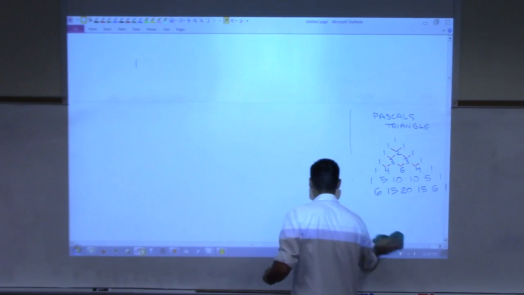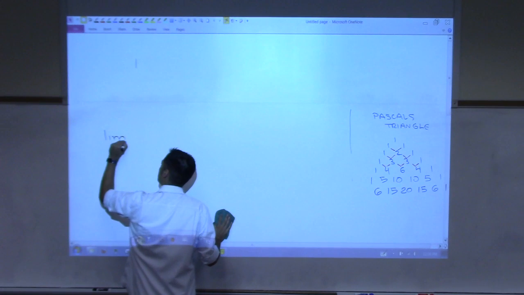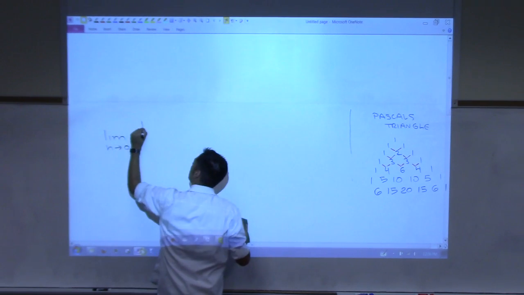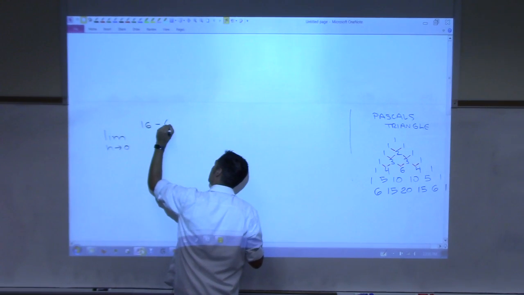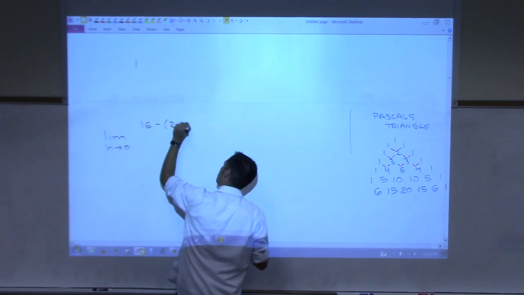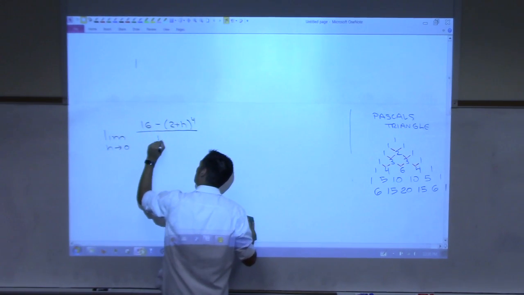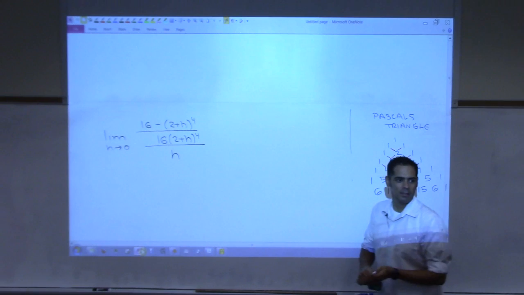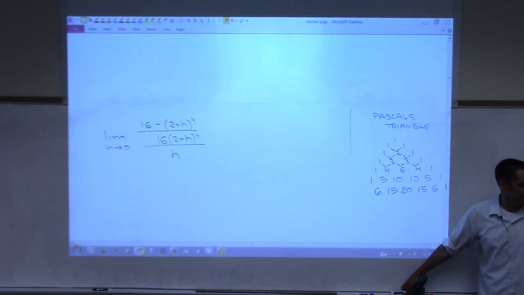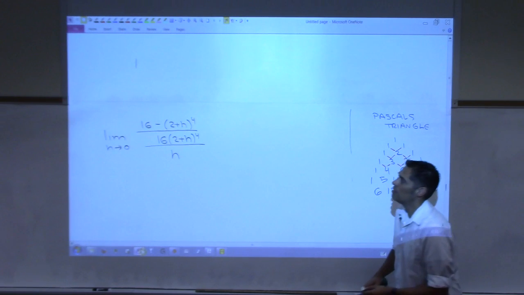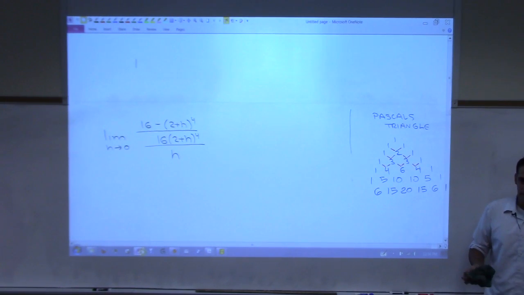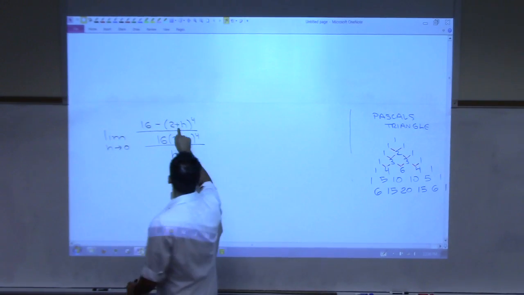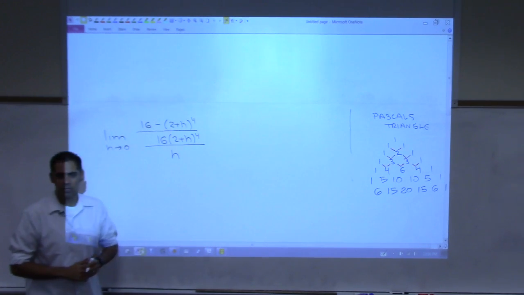All right, so we were sitting at the limit as h goes to 0 of 16 minus 2 plus h to the fourth, over h. I think that's where we were, right? Yeah. We were at that spot right there. And I wanted to expand 2 plus h to the fourth power. This is a plus h to the fourth power.